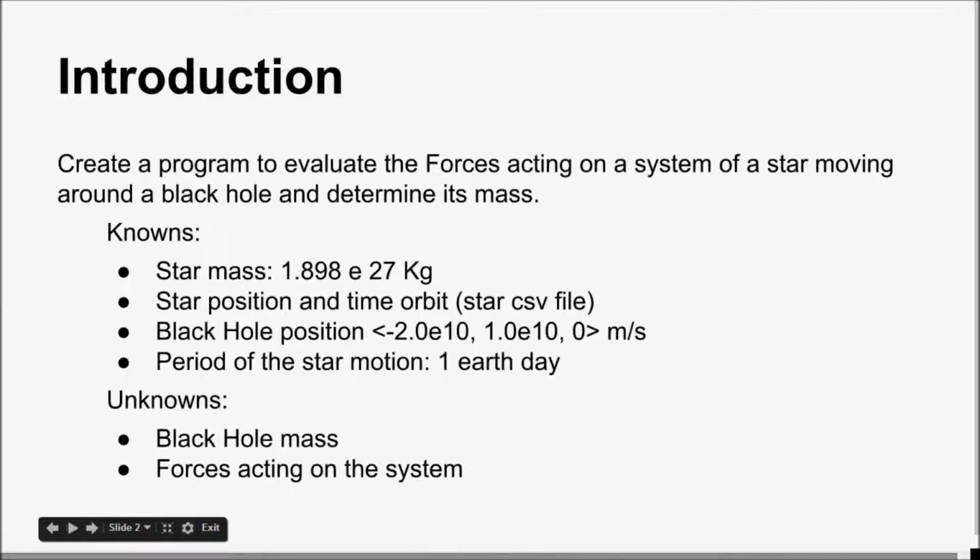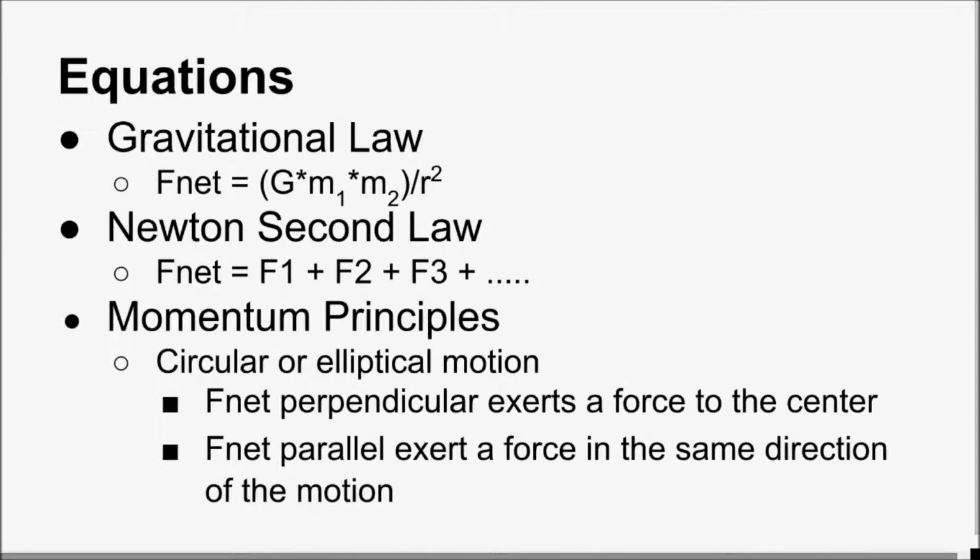To calculate the mass of the black hole and the forces acting on the system, I use the star's mass, 1.989 times 10 to the 27 kilograms. The trajectory of the star is in a list in a CSV file of the star's position vectors and time. We also know the position of the black hole and the period of the translation of the star, that is an Earth day long.